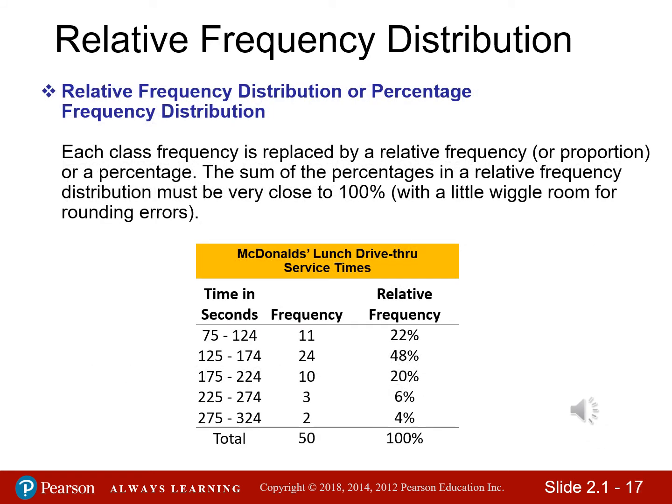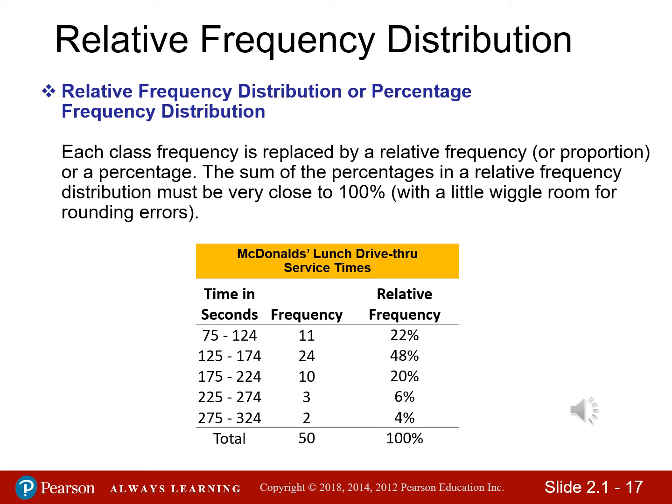In our distribution table of our McDonald's example, we'll replace the frequency with the relative frequency or with a percentage. And the sum of those percentages in the relative frequency distribution should equal 100% or very close to 100% if we have any rounding error.